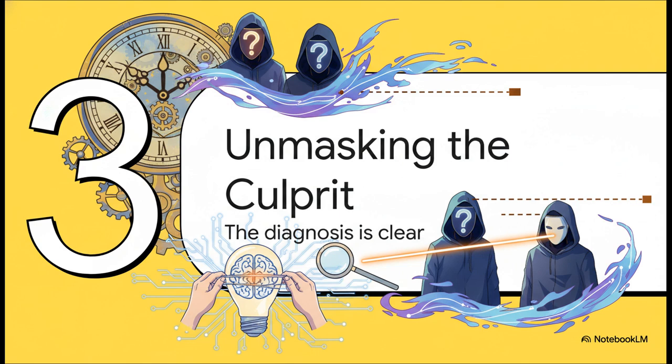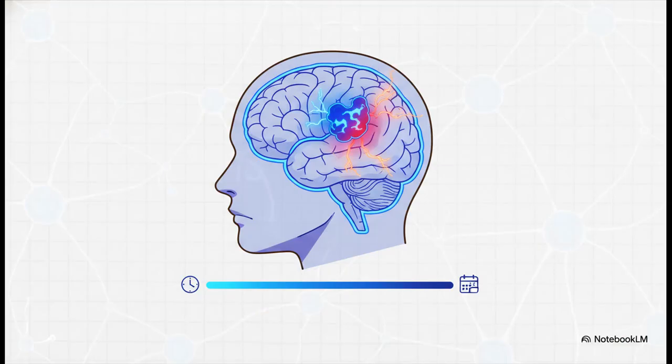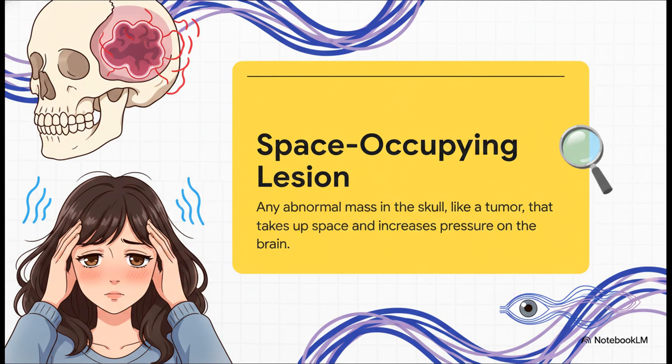So, with that timeline burned into our brains, the picture becomes, well, incredibly clear, right? Three of our suspects just don't fit a 3-month story. So, it is time to unmask the one that does. And boom, there it is, a cerebral neoplasm. That slow, gradual worsening of symptoms over a period of months, that is the absolute classic signature of a growing tumor inside the brain. So what exactly is a cerebral neoplasm?